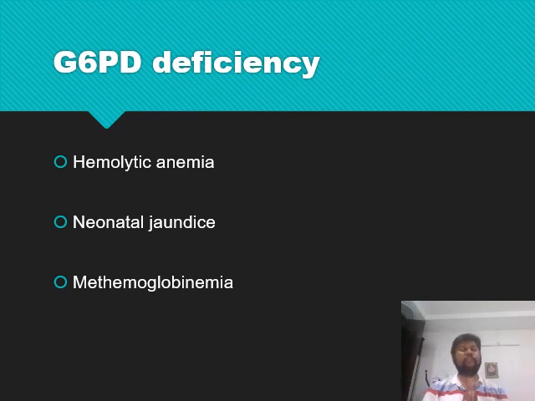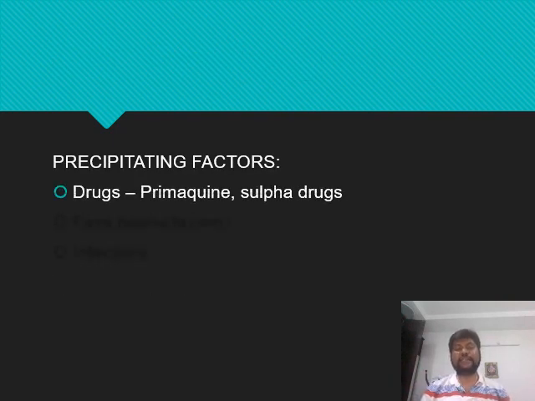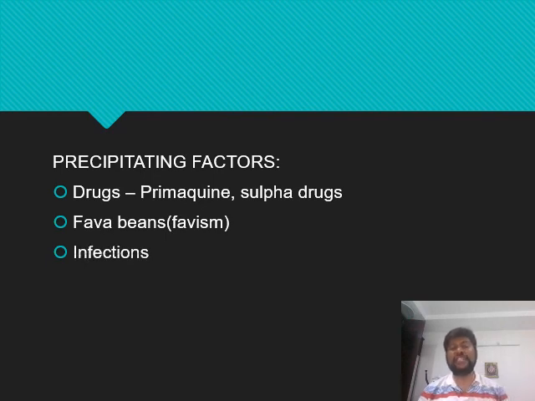Normally, G6PD deficiency is an X-linked recessive disorder. Most of the patients will remain asymptomatic. These patients, when precipitated by some triggering factors like drugs which increase the oxidative stress in our body, like primaquine, sulfa drugs, fava beans, and also certain infections, will be affected. All these things increase the oxidative stress within the RBC. At that point of time, the defective G6PD enzyme cannot produce enough NADPH, and they will manifest with hemolytic anemia and jaundice.